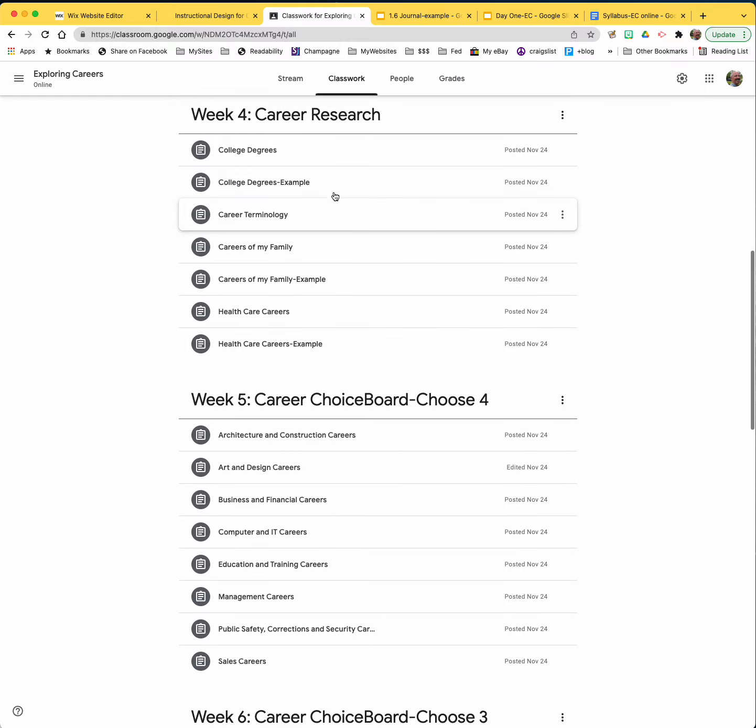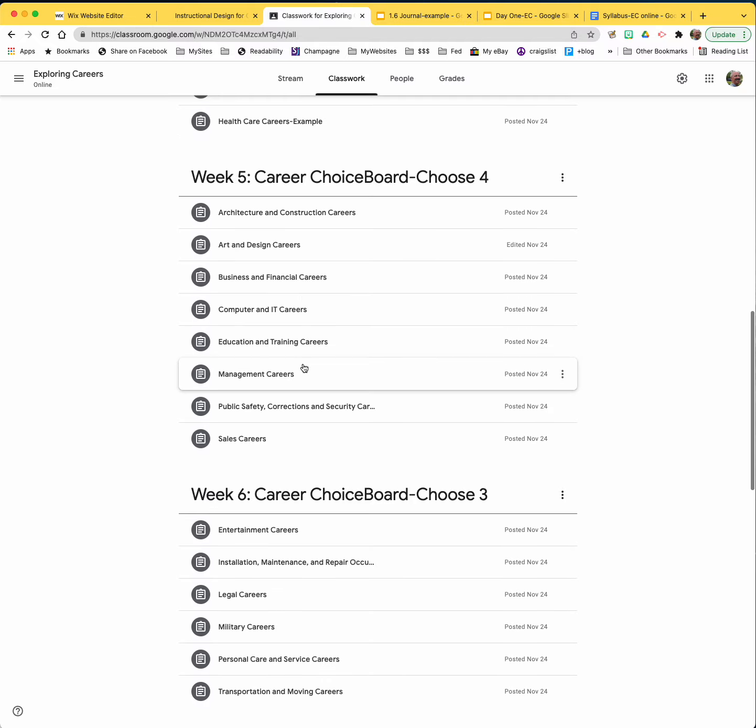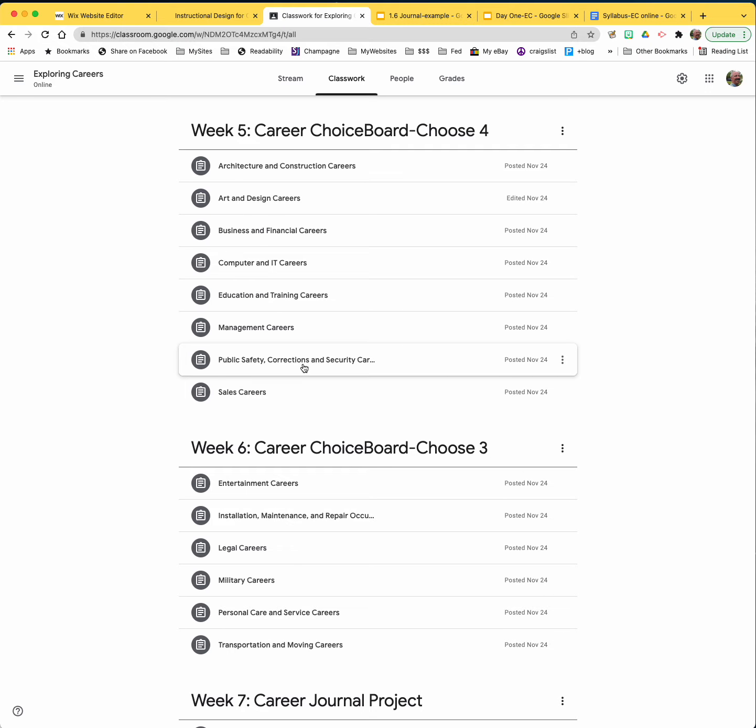Now, in the first week of doing career research, we're all on the same page. We're going through the same worksheets, but then we move into the next 2 weeks and we have choice boards. The idea behind this is so that we can give students an opportunity to look at as many careers as possible. So they will only do, for instance, for week 5, of the 8 that are listed, they're only going to do 4.